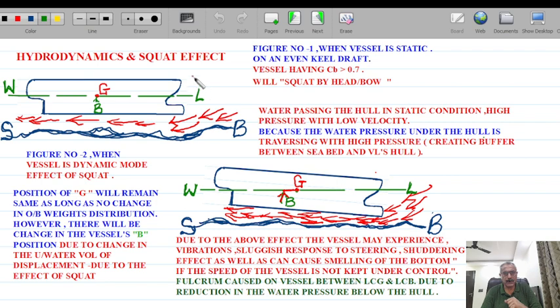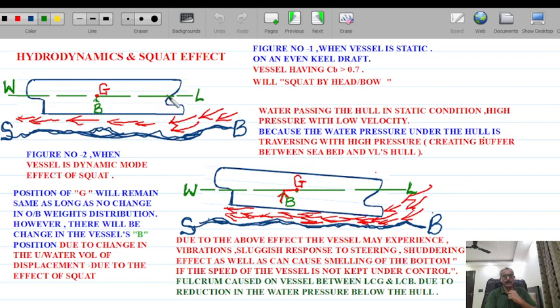Now let's talk about this particular vessel, which is at present stationary. I've shown here the WL, that is the water level. G is the longitudinal center of gravity of the vessel looking from the side, and B is the longitudinal center of buoyancy. As you can see, the vessel is loaded on an even keel draft and she is at berth, because she is not in dynamic mode; in other words, she is static and not moving and she is even keel. So I've shown here how the water pressure exerted under the hull is working.